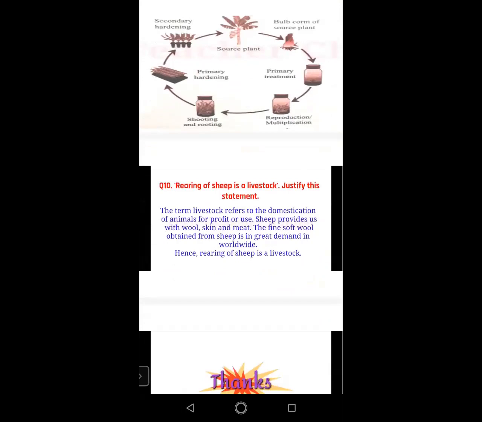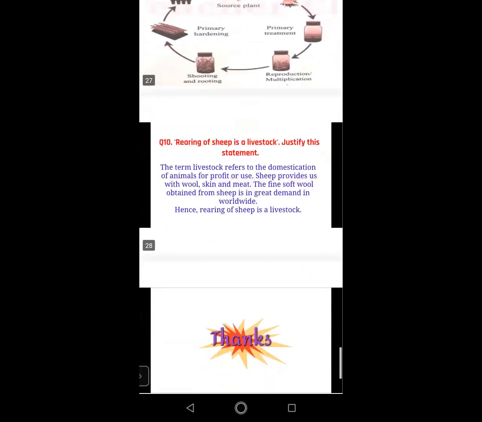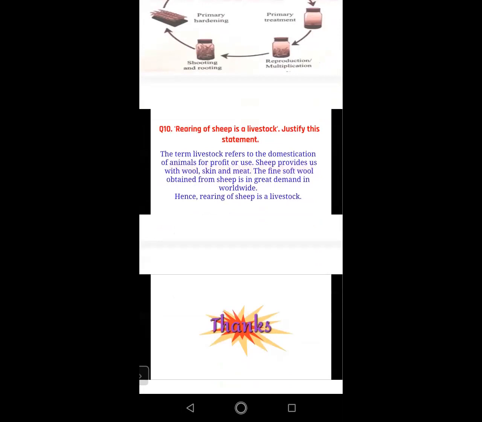Our last question is: rearing of sheep is a livestock. Justify this statement. The term livestock refers to the domestication of animals for a profit or use. Sheep provides us with wool, skin, and meat. The fine soft wool obtained from sheep is in great demand worldwide. Hence rearing of sheep is a livestock.